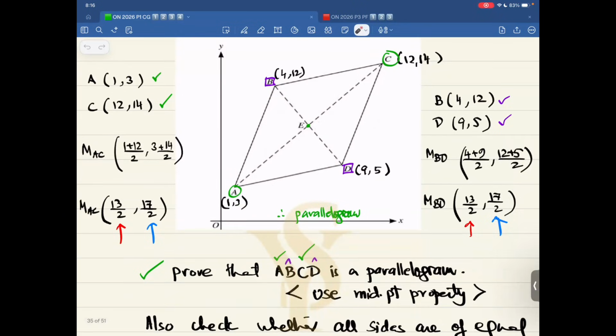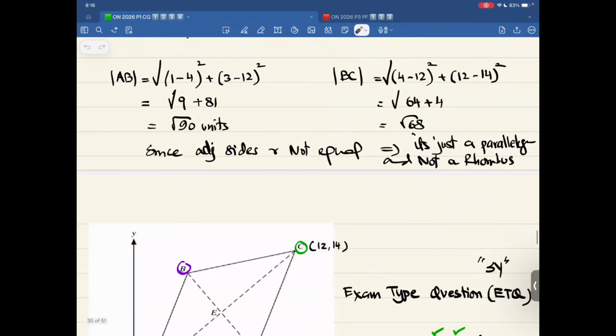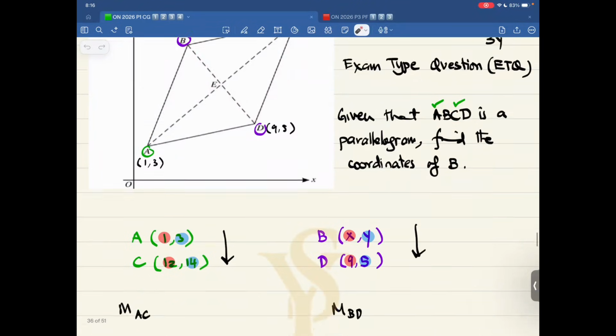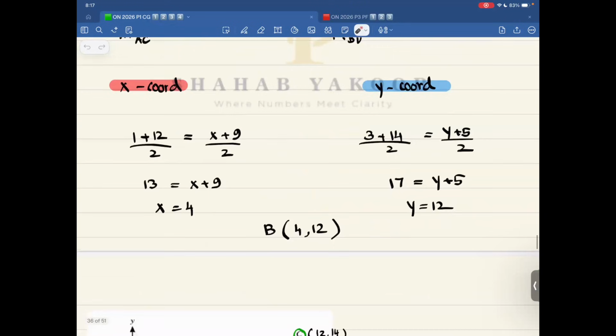We talked about this figure. We calculated the midpoints. Check whether all sides are of equal length or not. The sides are not of equal length. Exam type question, given that ABCD is a parallelogram, find the coordinates of B. So if they have written a name A, B, C, D, then the first and the third alphabet, that would be a diagonal. The second and the fourth alphabet, that would be a diagonal. The average of the x coordinates should be the same. The average of the y coordinates should be the same. So that is another way of talking about midpoint.